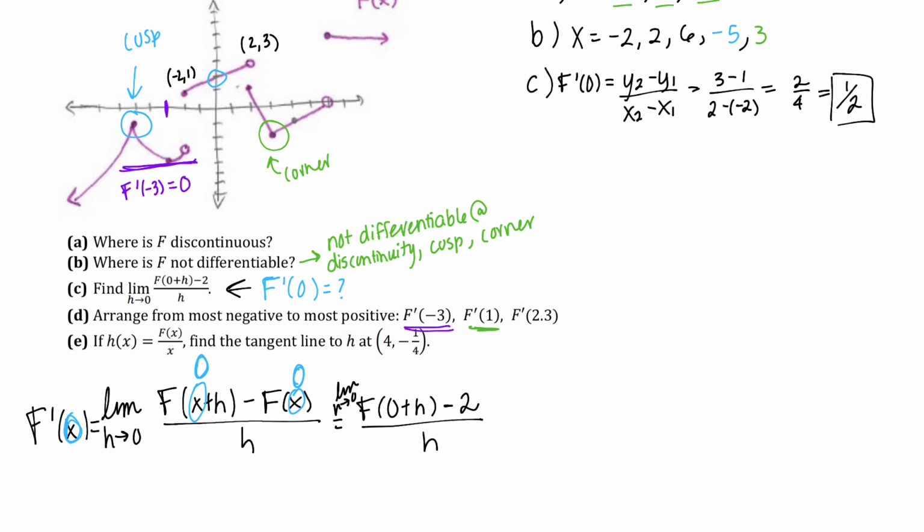f prime of 1. So 1 is right here. So we're talking about this point here. We already talked about the slope of this line, right? The slope of this line was 1/2. So f prime of 1 is 1/2.